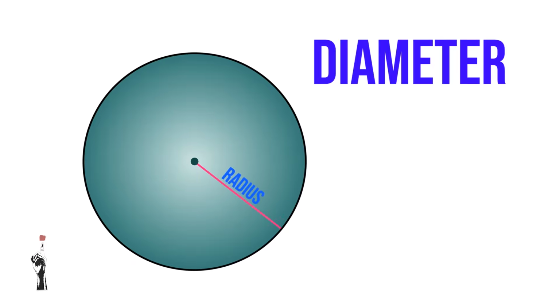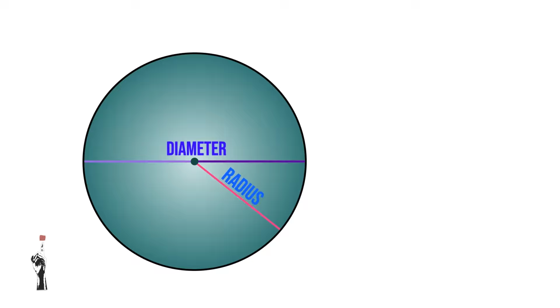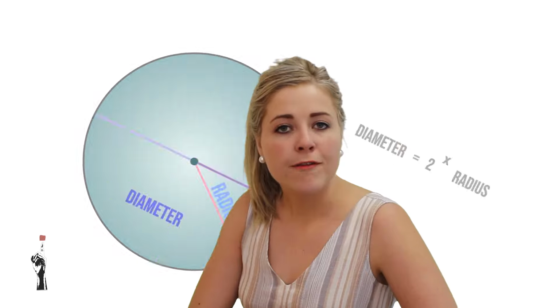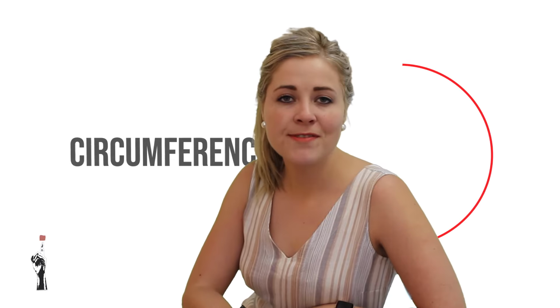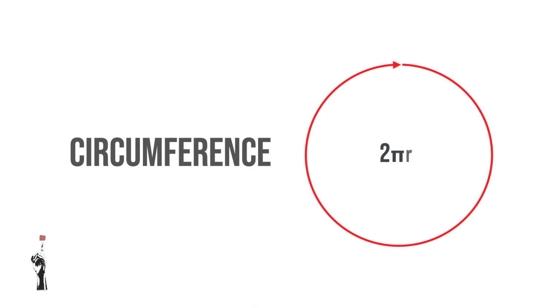Can you see that two radiuses going through the midpoint will give me my diameter? Therefore, these two radiuses are my diameter, and I can say diameter is equal to 2 times the radius. The formula to calculate the circumference of a circle is 2 pi r. We write the symbol of pi like that, and we spell it pi.